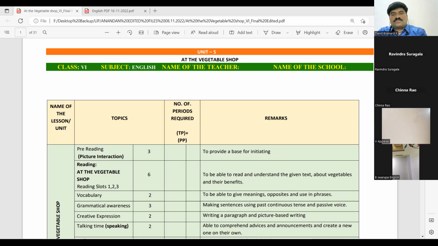And in the "you do" part, the student depends completely on his own understanding, because he has already listened to the teacher and now he tries to write on his own. So that is the "you do" part. So this is practice. So "we do" and "you do" will be practice periods.